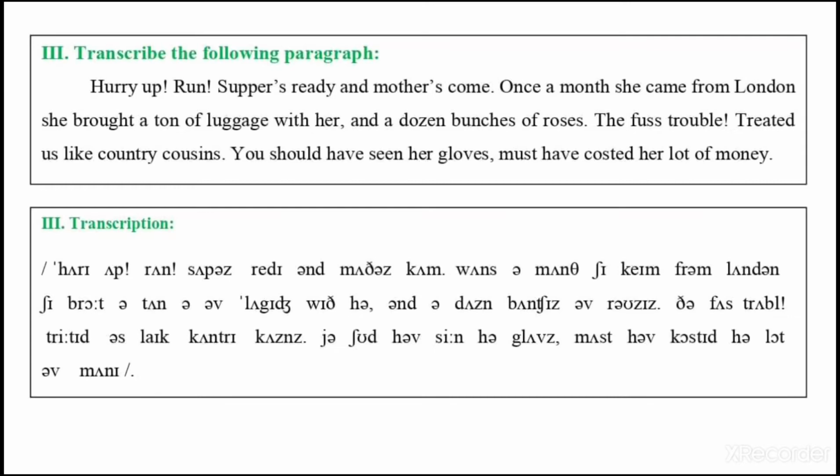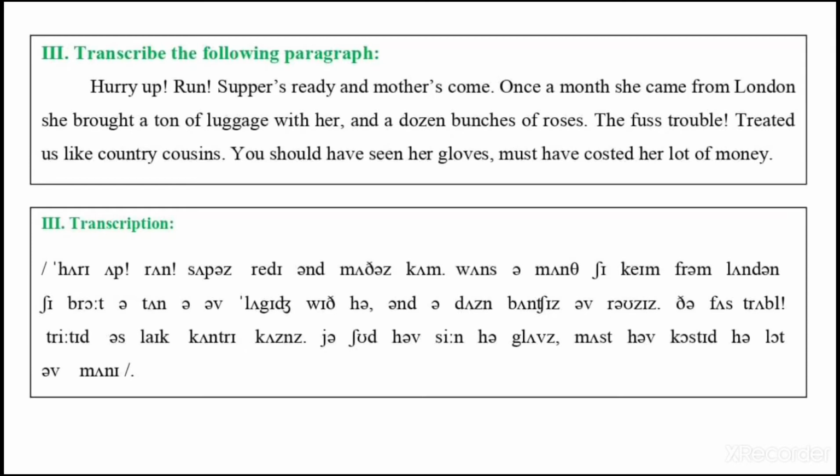I start. Hurry up, run. Supper's ready and mother's come. Once a month she came from London. She brought a ton of luggage with her and a dozen bunches of roses. The first trouble treated us like country cousins. You should have seen her gloves. Must have costed her a lot of money. Good. Now we start our transcription.